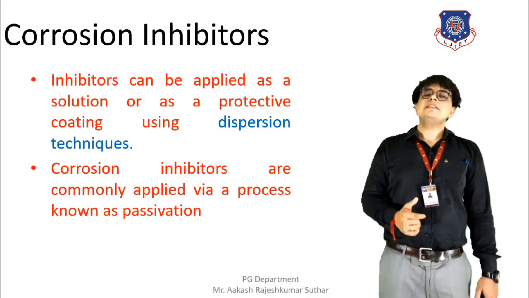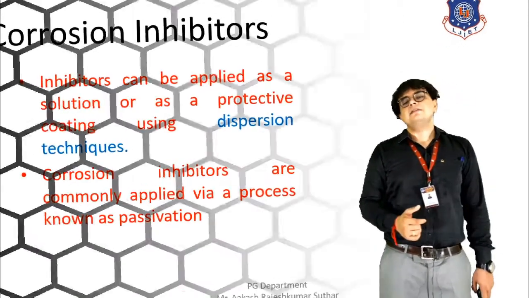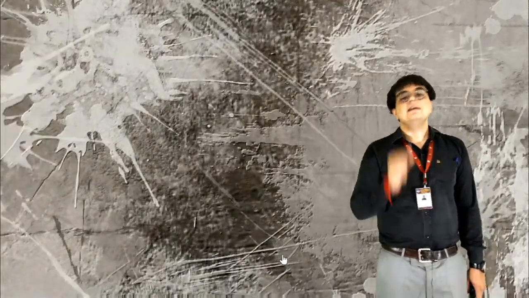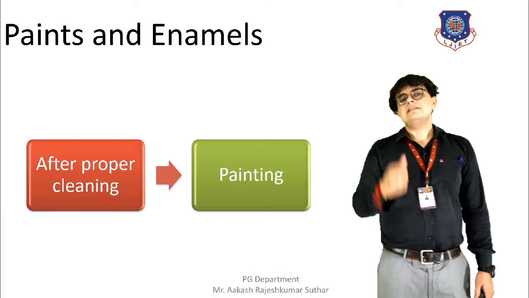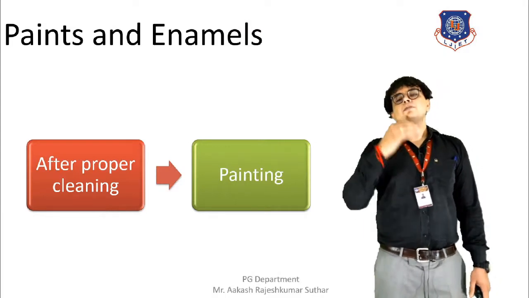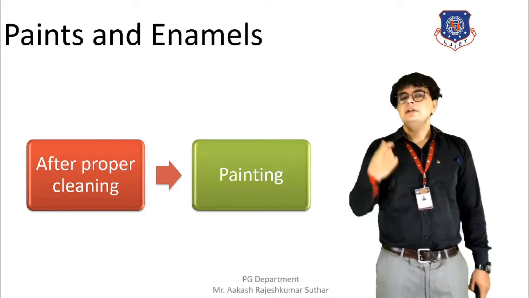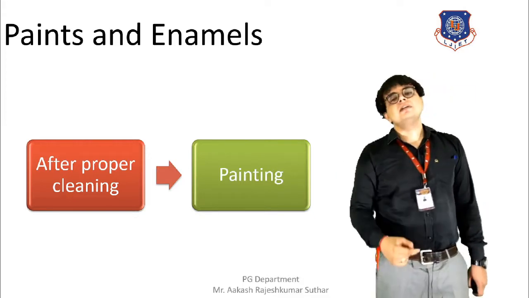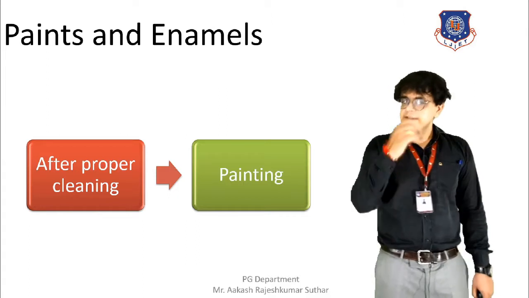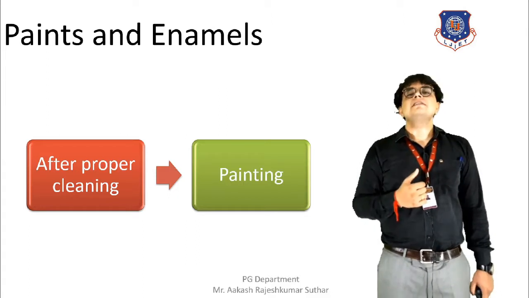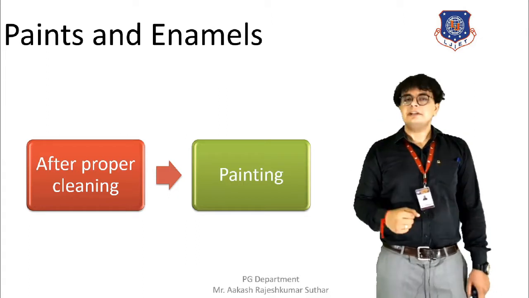So moving towards the next method, the animation behind me suggests that the next thing is the painting and enamels. Paints and enamels provide a protective layer on the outer surface of the metal, and by doing so the ingress of moisture and water from the environment will be controlled, and as a result the corrosion will not take place.